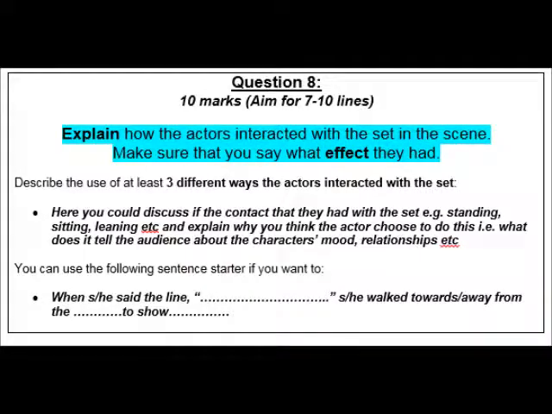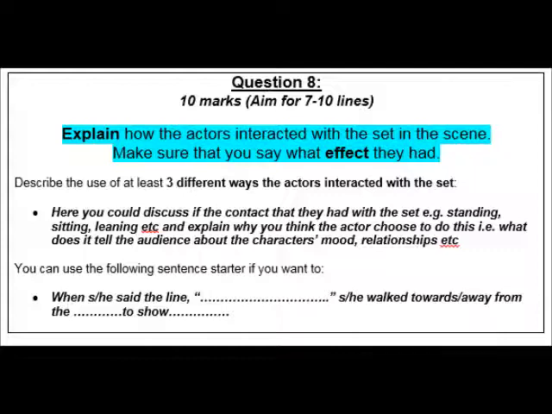Question 8. This question is worth 10 marks. You should aim to write 7 to 10 lines, spending 10 to 15 minutes. Explain how the actors interacted with the set in the scene. Make sure you say what effect they had. Describe the use of at least 3 different ways the actors interacted with the set in your answer.